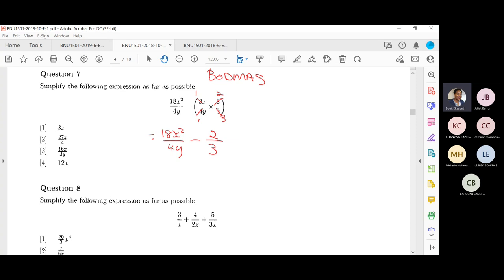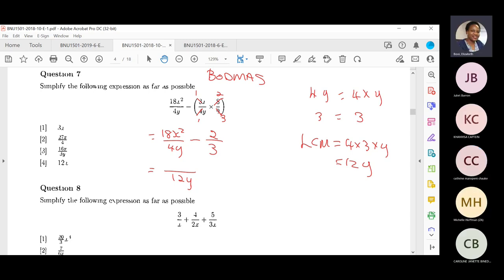Remember, always, this must always be your go-to: LCM, because we've got fractions, letters, variables. So 4y and 3 is the same as 4 times y times 3. So we can say our LCM will be 4 times 3 times y, which is 12 times y. So your lowest common multiple will be 12y. Simplifying, 4 goes how many times into 12? It goes 3 times.